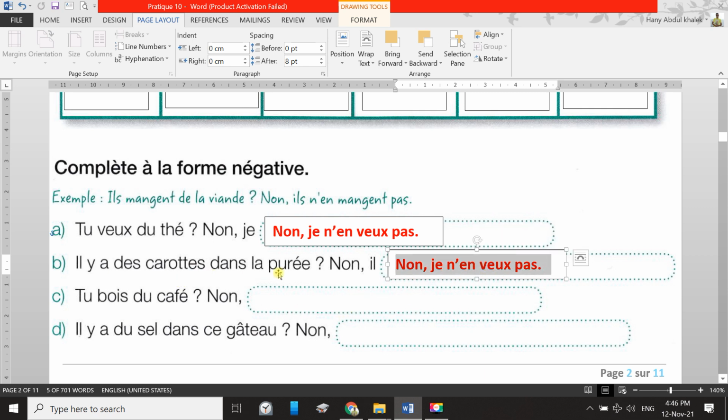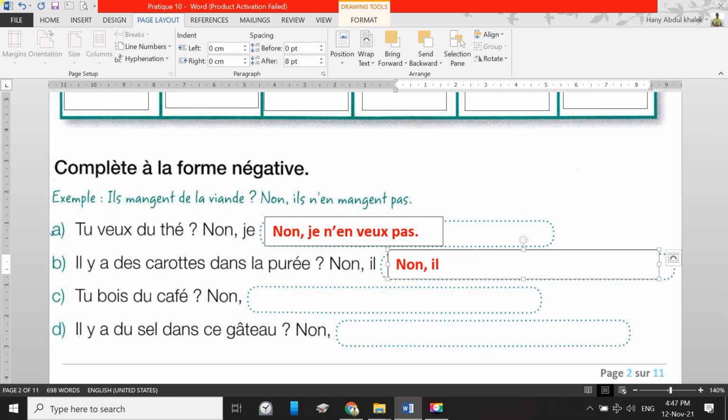Il y a des carottes. So I will not repeat non again. It's written already. Non, il n'y a pas. There is il y a here. So here we need the negative form. We put the negative form between an apostrophe. Il n'y a pas, like that. Il n'y a pas, and we complete. Il n'y a pas de carottes dans la purée.